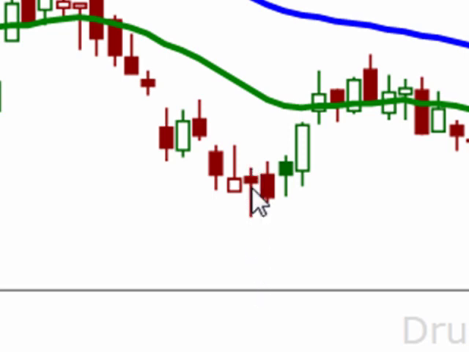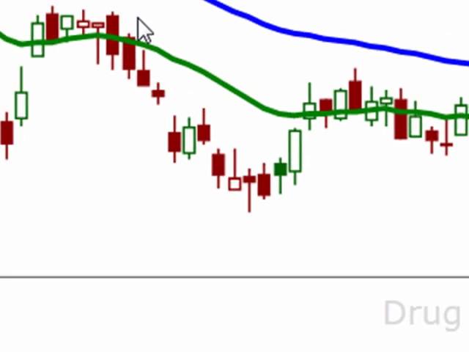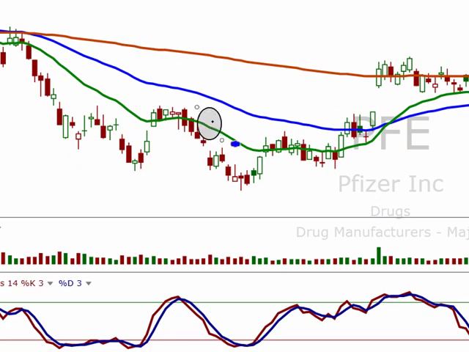It really doesn't matter. The only thing that matters is that you see this shape, and it looks like a hammer, doesn't it, right here? And as long as a hammer is at the bottom of a downtrend. So this is a trend right here. You guys know what the downtrend is already, when we went over that.